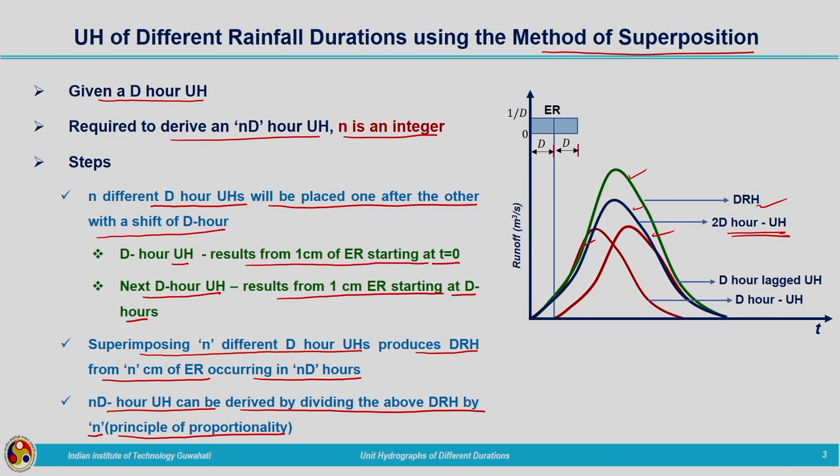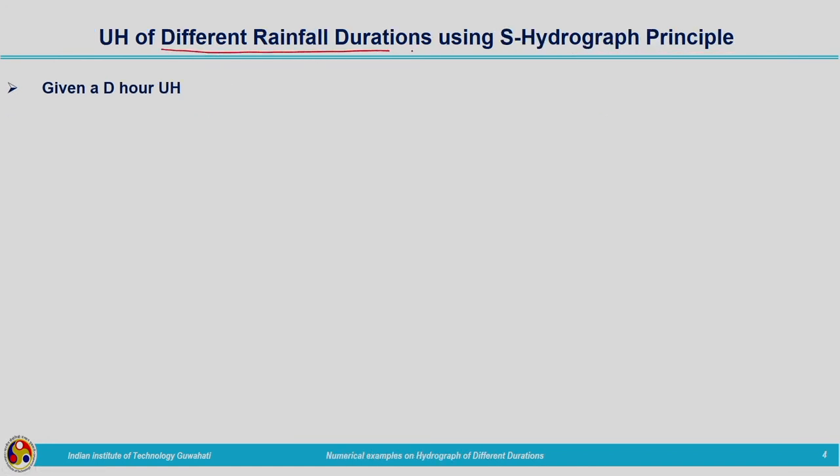The same principle can be used for deriving the unit hydrograph having ND hours. In that case, one thing should be noticed: N should be an integer. Now, let us move on to the case with N as a fraction. Unit hydrograph of different rainfall durations using the S-Hydrograph principle. What is meant by S-Hydrograph is clear to you. So, now we can make use of the S-Hydrograph principle for the derivation of the ND hour unit hydrograph. We have been given a DR unit hydrograph. We need to derive an ND hour unit hydrograph.